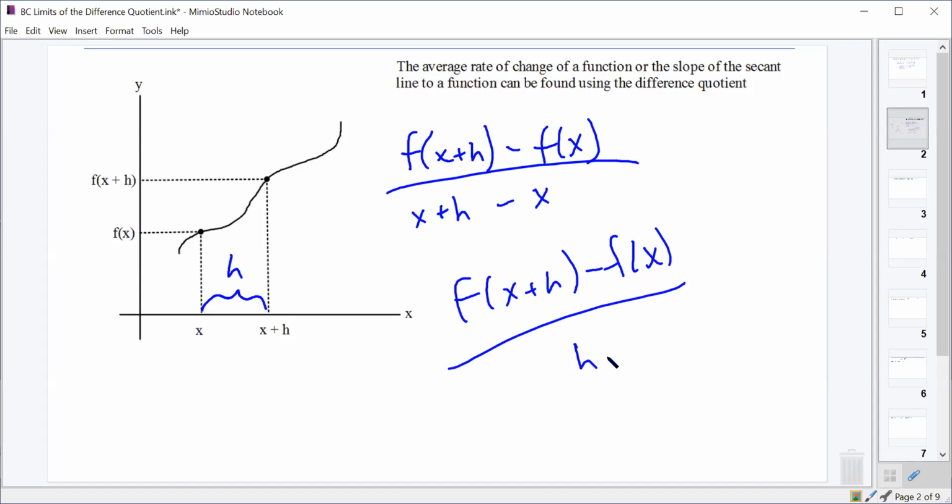And that formula, the difference quotient, as a slope formula, should be pretty familiar to you because that's what we use to come up with the limit definition of the derivative, right? Everybody remember that from last year? Hopefully so.